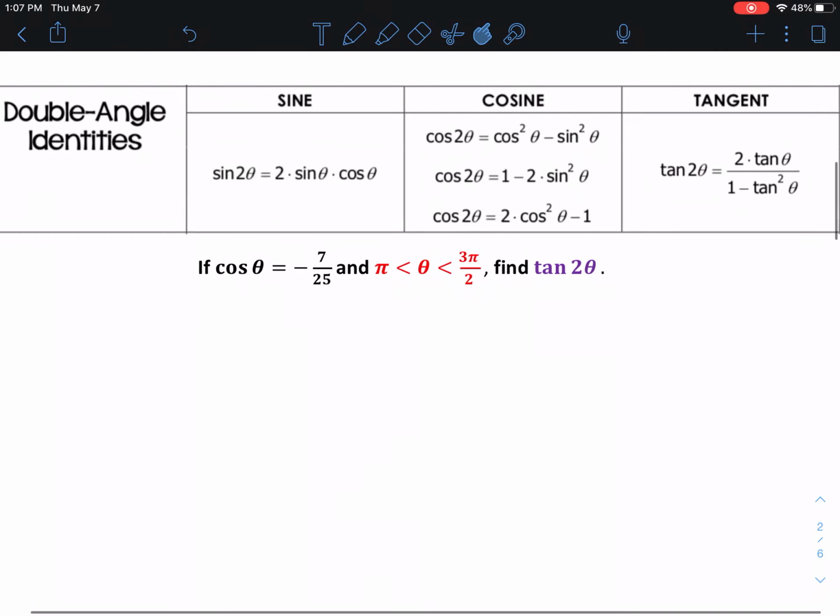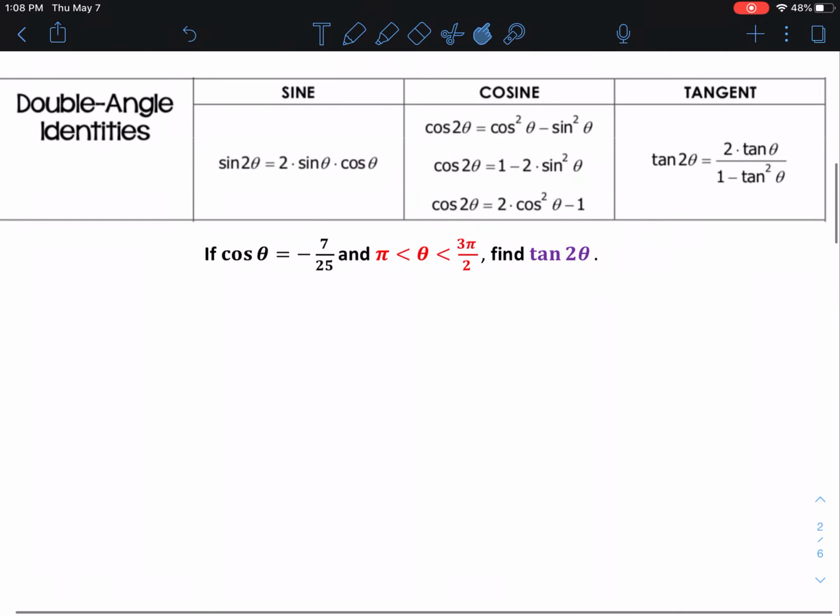So here are our three different kinds. You'll notice that cosine actually has three of them that you can use. And it doesn't matter which one you choose, just try to pick the one that makes the most sense for you and makes it the easiest. Sometimes it doesn't really matter, but you should get the same answer no matter what.